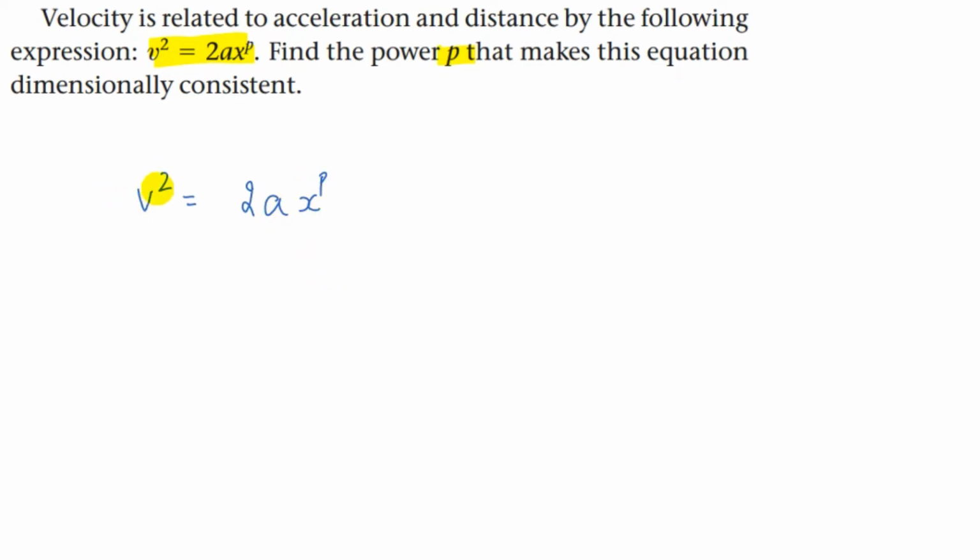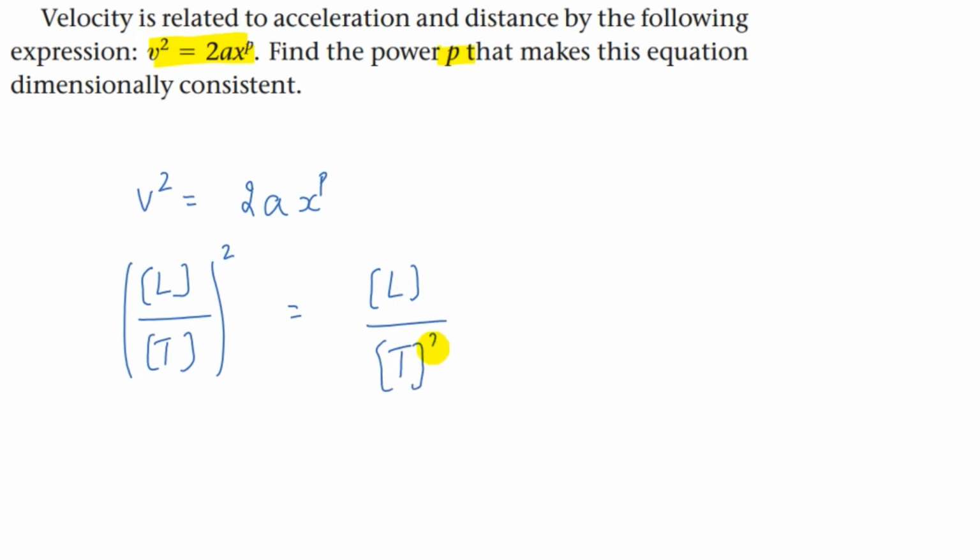Now here v is velocity, a is acceleration, and x is distance. So the dimension for velocity is length over time, and this is squared, so whole square equals 2. Now 2 doesn't have any dimension, so we can forget it. Now a is acceleration, so length over t square is the dimension for acceleration, times x is length, the dimension of x, that means distance, x to the power p.